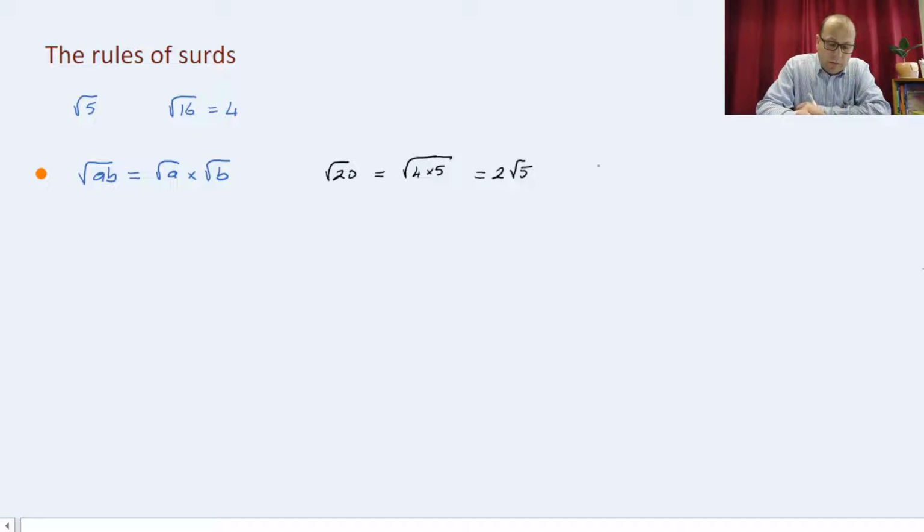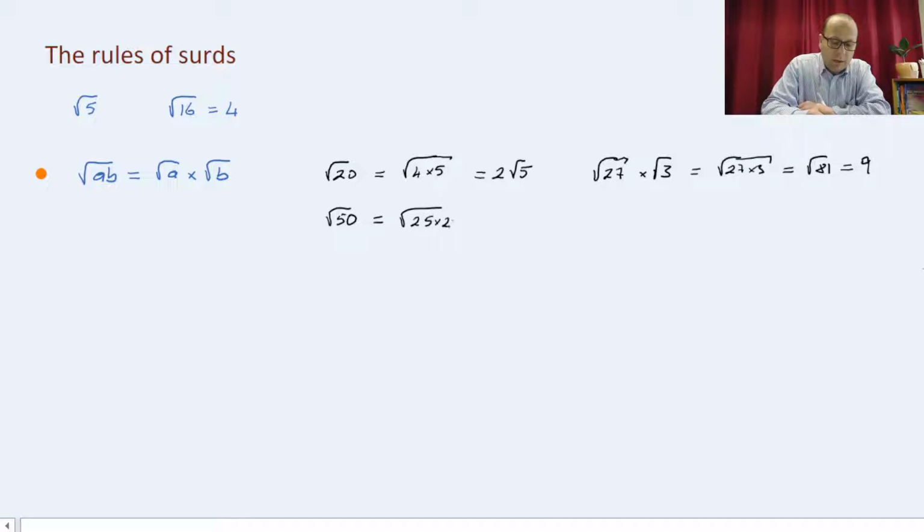If I have square root of 27 times square root of 3, that's equal to square root of 27 times 3, that's just square root of 81, that's just 9. Square root of 50 is equal to square root of 25 times 2, and that is just 5 root 2.